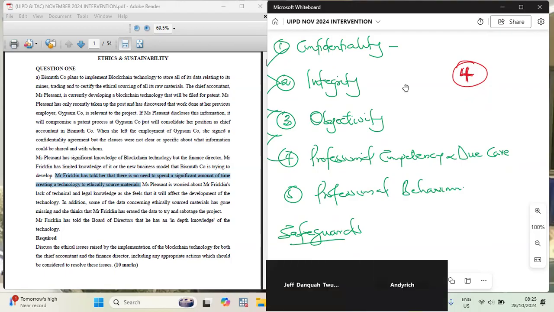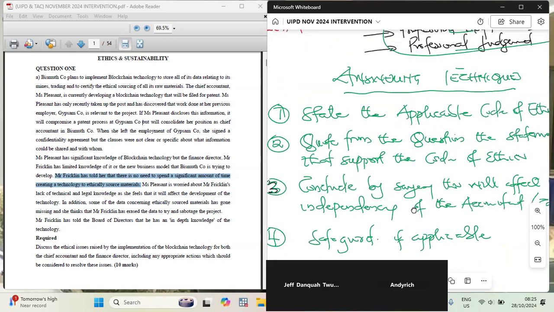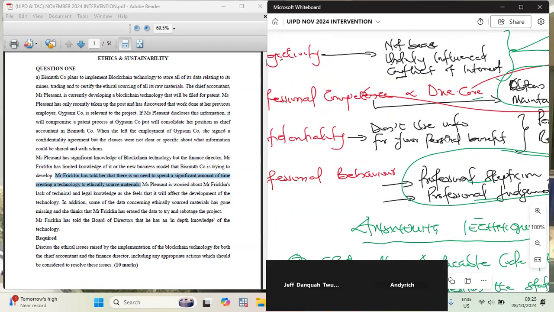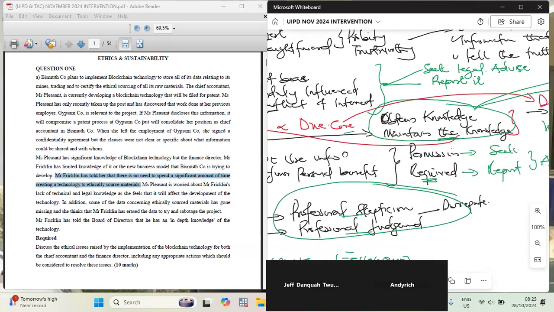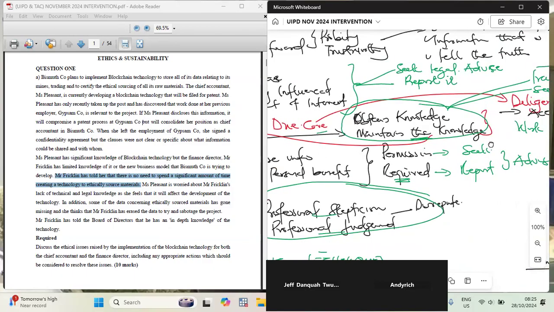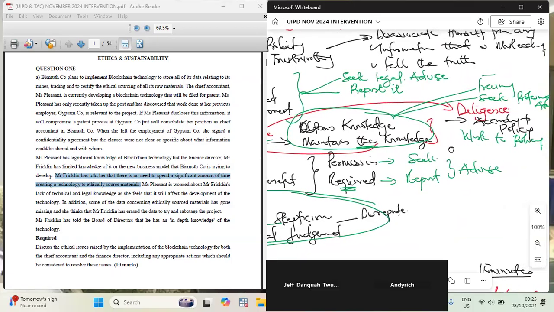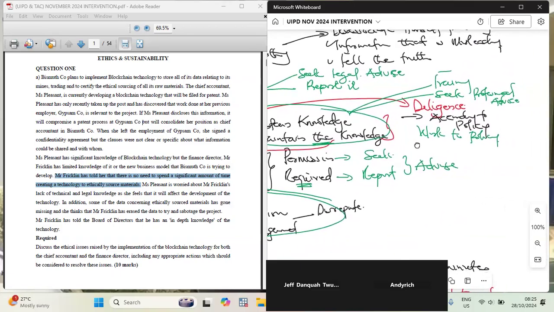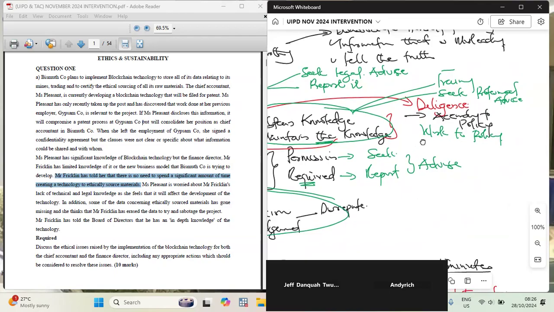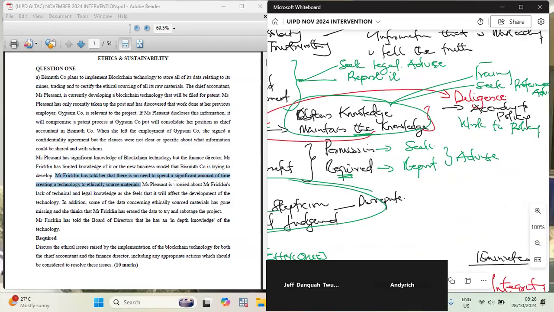So, in this situation, when we were discussing the issue of confidentiality, you talked about the ethical stance of it. If she seeks legal advice and her lawyer advises her that, since it's not clear, you can go on. But here, the question stated clearly that it will compromise a patent process at Gypsum. No, the legal advice is a generic thing. But particularly to this question, you can still seek the legal advice anyway.